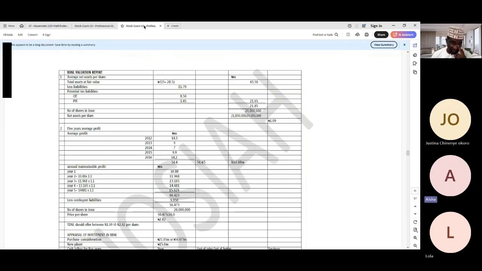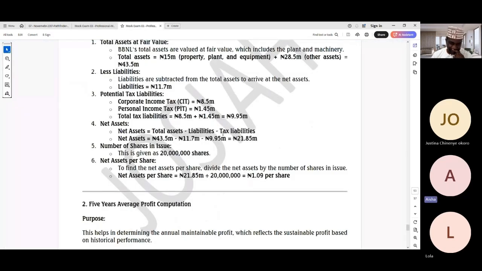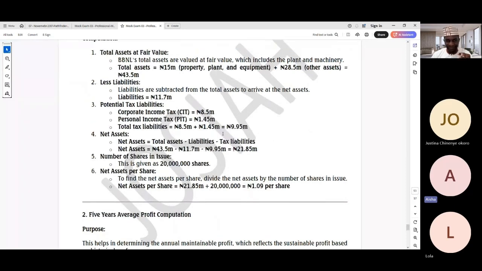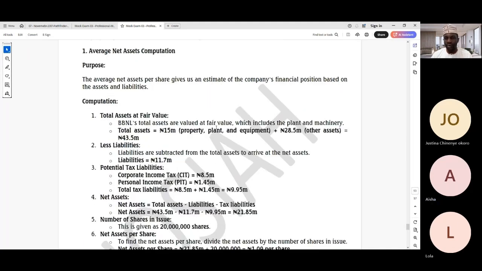Sir, I'm sorry to butt in. The liabilities you're taking away from the net asset, is it current liabilities or all the liabilities, current and non-current? Fantastic question. So in computing for acquisition, you cannot take only current liability. You can only take current liability out of total asset when you are doing capital employed. So in this net asset per share, you must take the total assets minus the total liability.